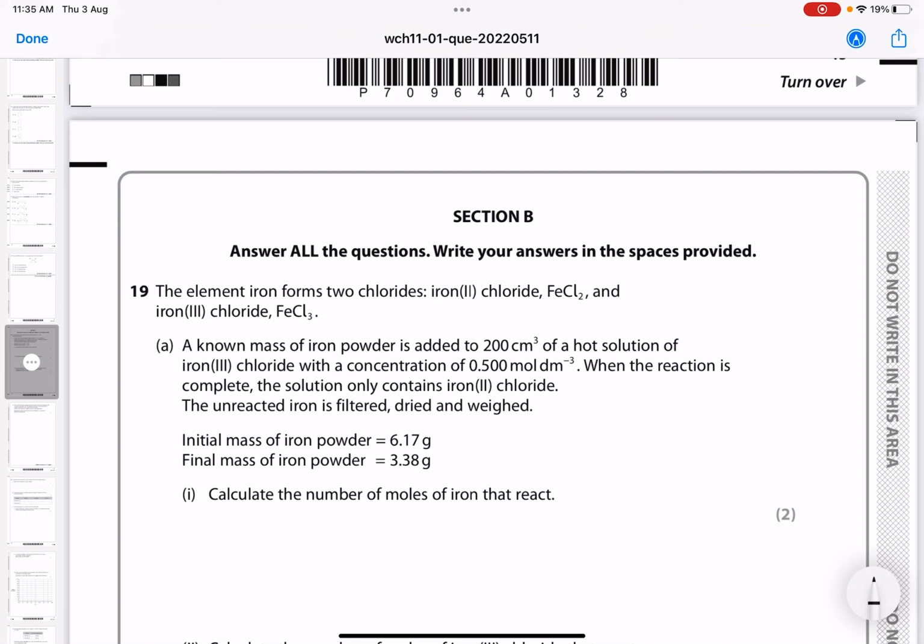It's from the International A-Level Edexcel Chemistry WCH11 Unit 1. Okay, so let's get started, guys.